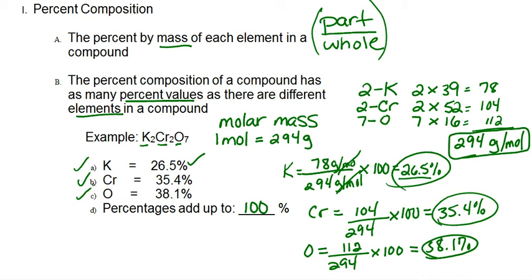So this shows you how I got all of these here. They should all total up to 100%. If not, then you know you did something wrong. And that is basically it for percent composition. This is what you're going to use when you get to empirical molecular formula, because you always start with a percent composition.